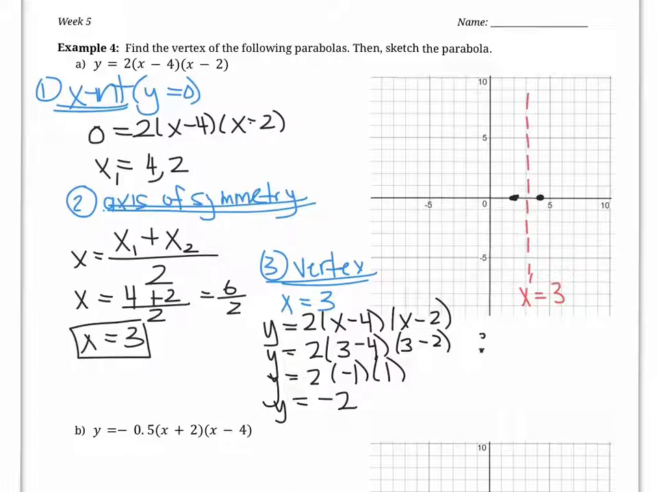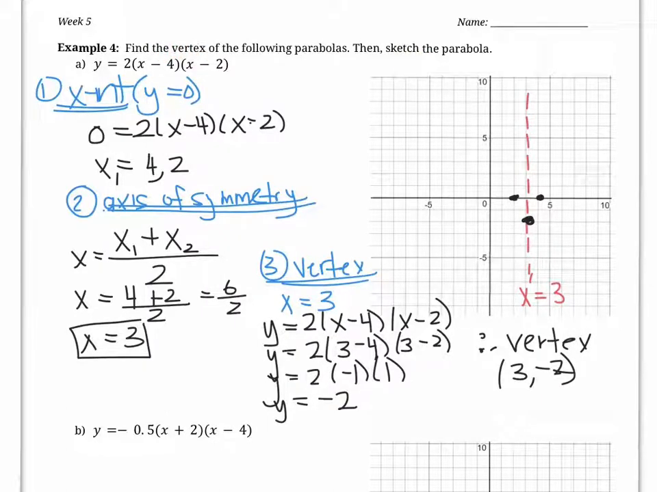So we have a point. The vertex is going to be at x is 3 and y is negative 2. X is 3, y is negative 2. So I'm going to plot that now. 3 and negative 2, big dot here. And now I have the vertex. That's what the question was asking.